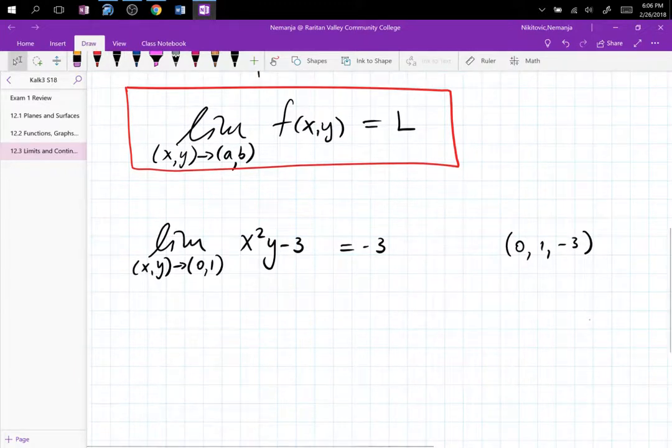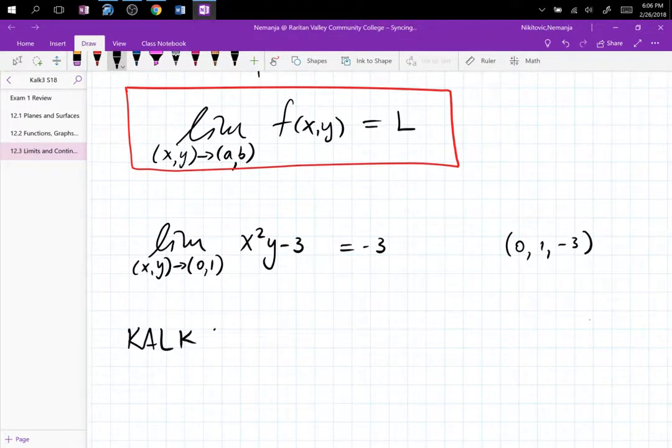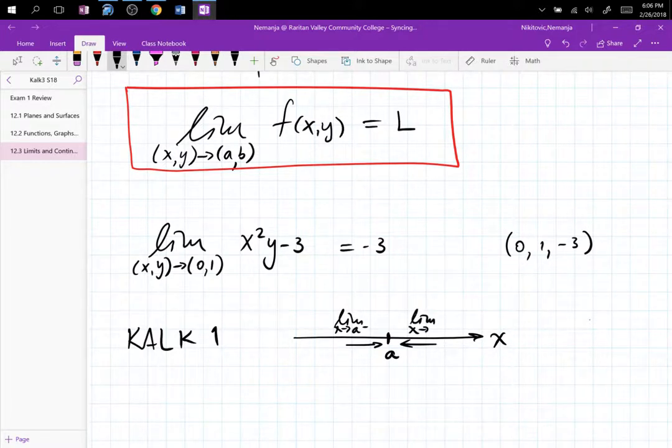So this is now Calc 1. When you are on the number line x and you want to approach a, you can only approach from the left, or you can approach from the right, and we call that the limit as x approaches a minus and the limit as x approaches a plus. And that was it. If you have a one-dimensional line, you can approach it from left, you can approach it from the right, and that's it. You exhausted all possibilities.